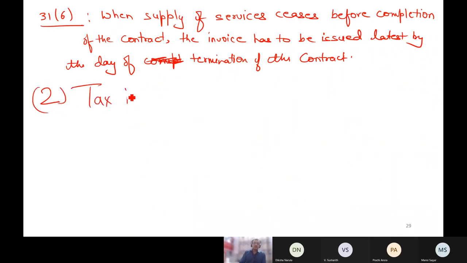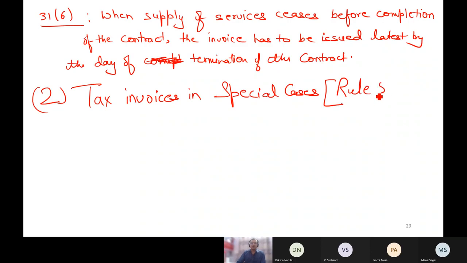Tax invoice in special cases. It's altogether a new concept. Apart from section 31, 1, 2, 3, 4, 5, 6, we have some special cases. For this, we don't have any section. It is given in rule 54. So we have some special cases. Now, what are the particulars of special cases?